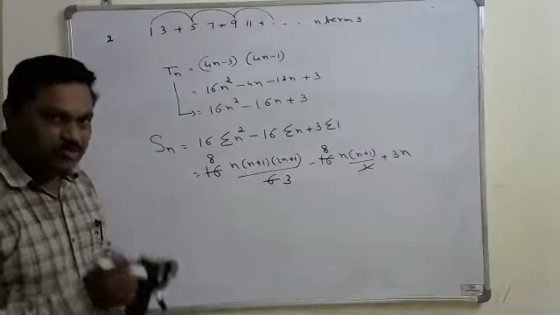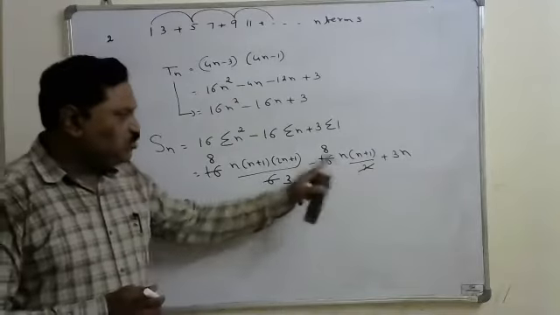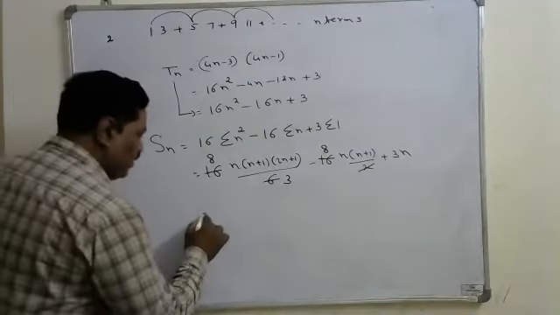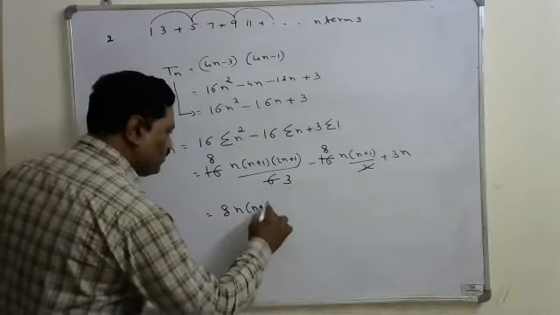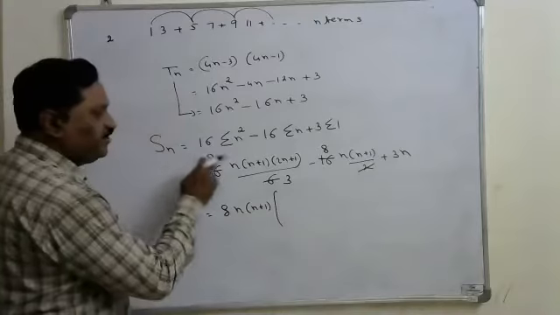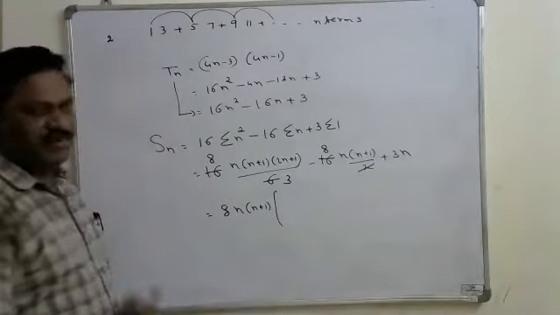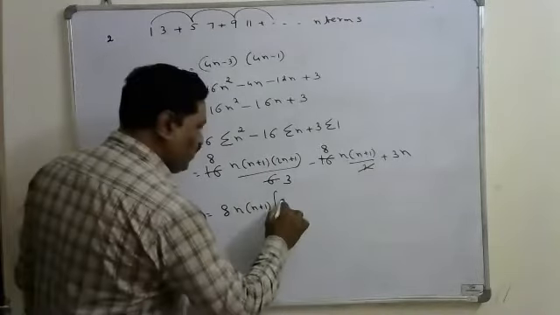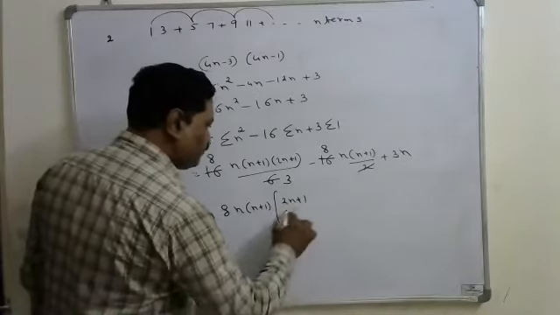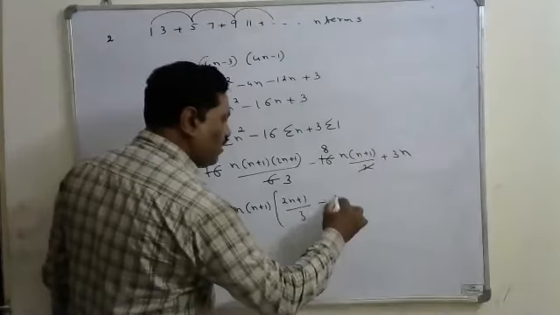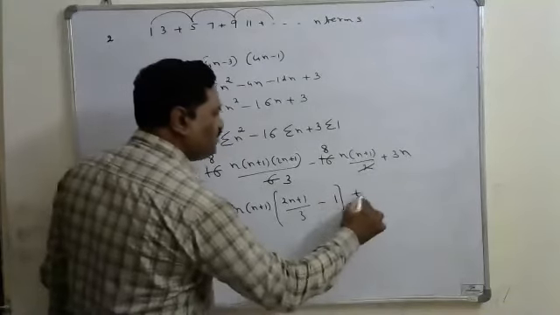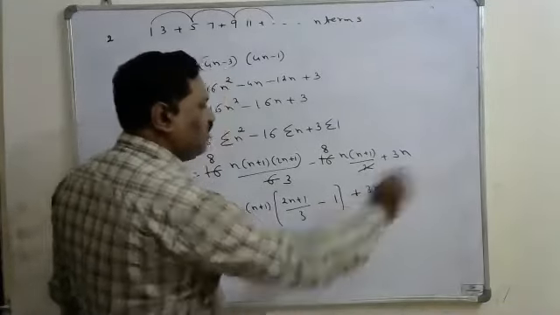Now look at the first two terms. From these first two terms, I can take 8 into n plus 1 as the common. The remaining is 2n plus 1 by 3, minus 1, since 8 into n plus 1 was taken common, the remaining 1 will be there, plus 3n. That is the third term.